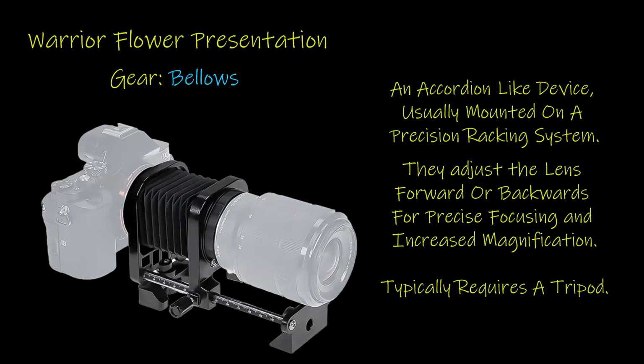Now this is the gear, bellows. When Doug and I were doing this presentation, we were going over it. We said this slide is especially for Kevin, but he's not here. It's the gear, bellows. Okay, an accordion-like device usually mounted on a precision racking system. They adjust the lens forward or backwards for precise focusing and increased magnification. Typically this requires a tripod, and I think that's quite obvious. You can't move the bellows and also try to take the photograph.